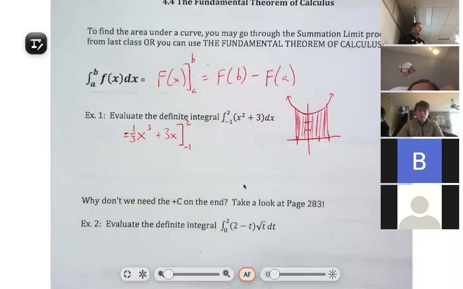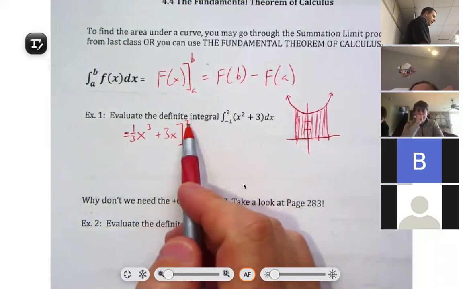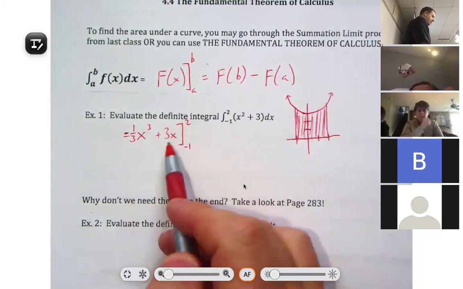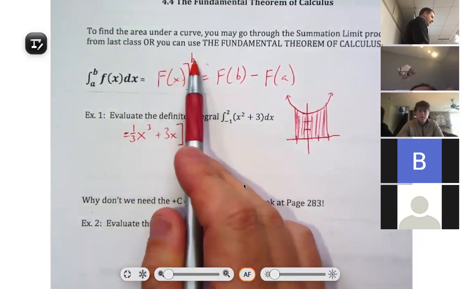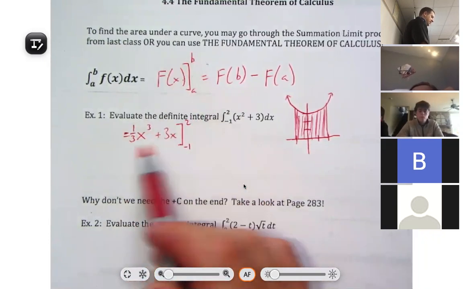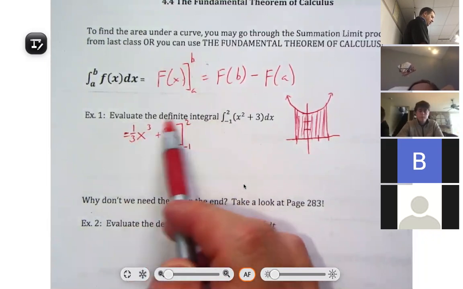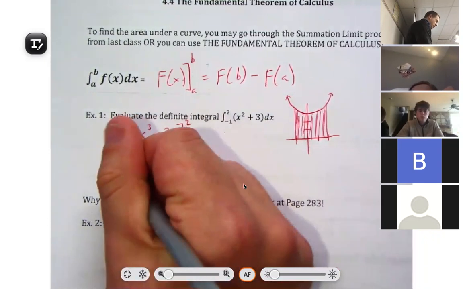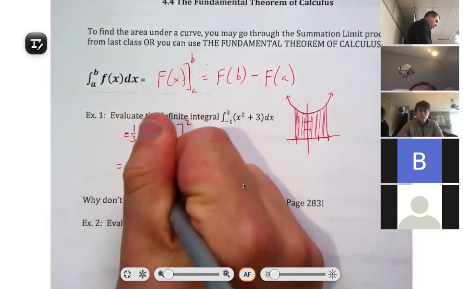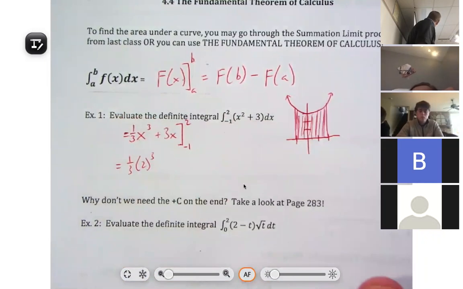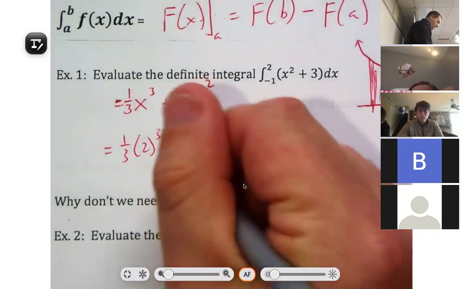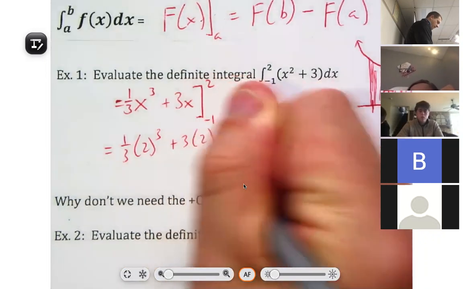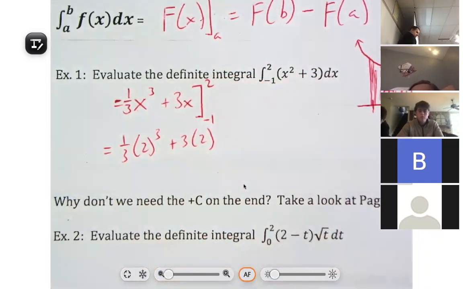Now what I'm going to do is take that upper limit and plug it in for all the x's here. This is like capital F. This whole expression is like capital F of x. Now I want to take that upper limit and plug it in to these x's here. So I'm going to plug 2 in for both these x's. So it's going to be 1/3 2 cubed plus 3 times 2. So all I've done is plug in the upper limit.